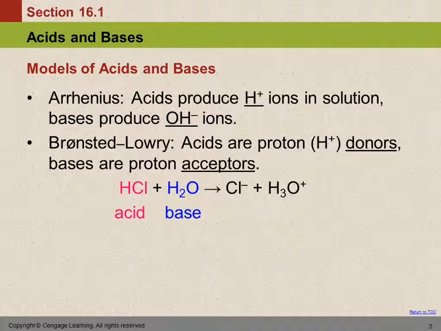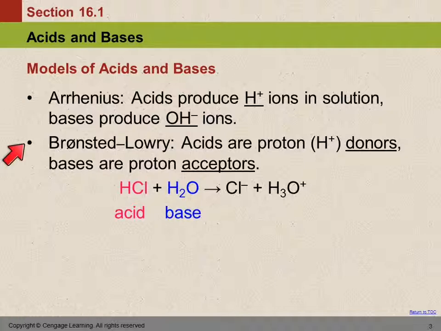One method is Arrhenius and the Arrhenius model. He was a Swedish scientist. He defined an acid as something that produces hydrogen ions, H+ ions in solution, and a base is defined as something that produces hydroxide ions. And this definition works really well for our level of understanding of chemistry.